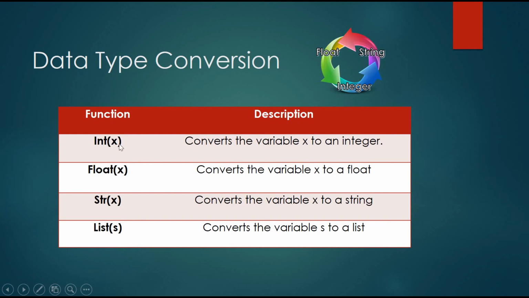And we're going to take a look at an example of that in a second here. So these are pretty simple. X is whatever you want to convert, and then the function is what you want to convert it to. So int x would be converting x to an integer. Float x would be converting x to a float. Str x would be converting x to a string, and so on. You guys get the picture.